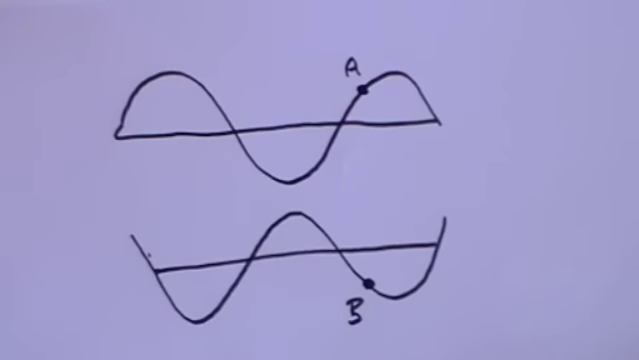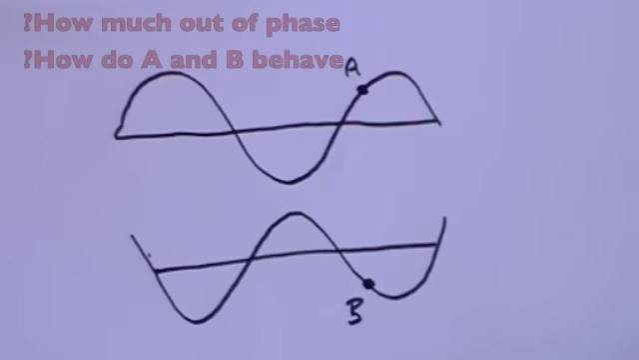Question 5. We are presented with this diagram which purports to represent two waves. Please pardon my drawing, which is not as good as it perhaps could be. And we're asked these questions. By how much is one wave out of phase with the other, both in terms of radians and degrees? And secondly, what can you tell me about the motion of points A and B?